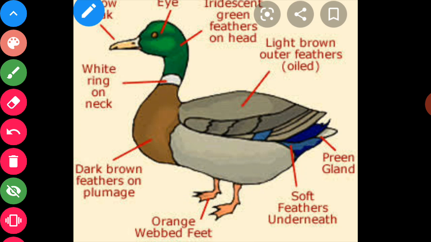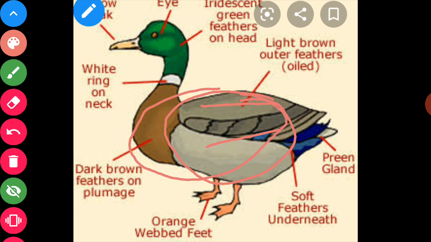One more adaptation in the duck is that it has bones with air columns. The bones which are present in the duck have air columns in them, which makes it light in weight. Due to those air columns, the weight of the duck is light and it can stay afloat. The feathers present in the duck are oily, and they keep the water away.